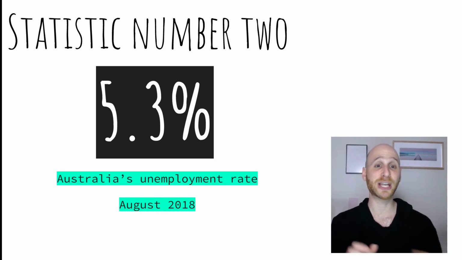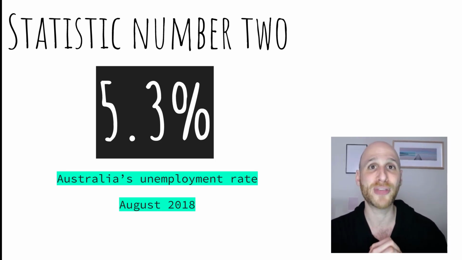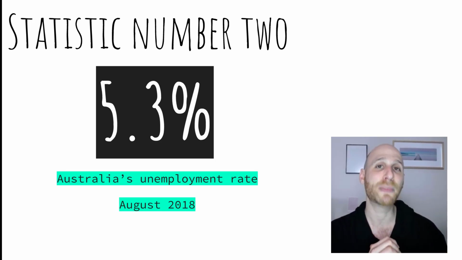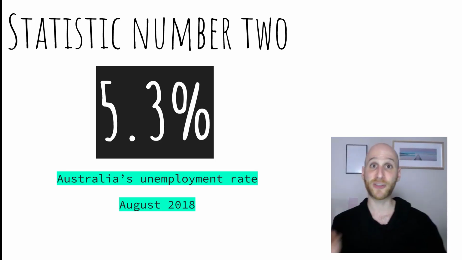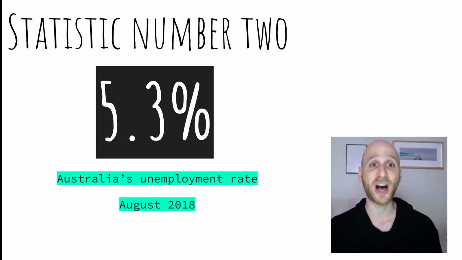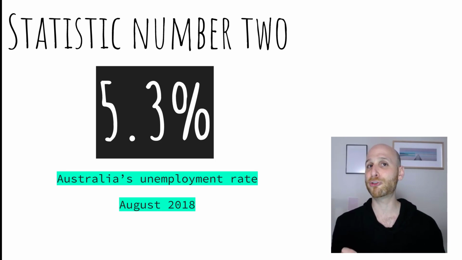Statistic number 2 is 5.3%. This is Australia's unemployment rate in August 2018, a relatively low figure. And remember, the RBA estimates that the non-accelerating inflation rate of unemployment, I think I got that right, is 5%. So we're not too far off full employment right now.